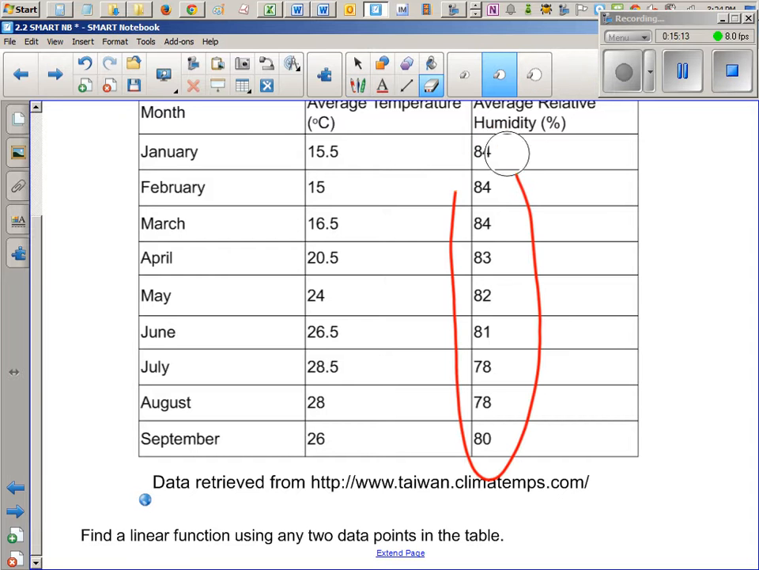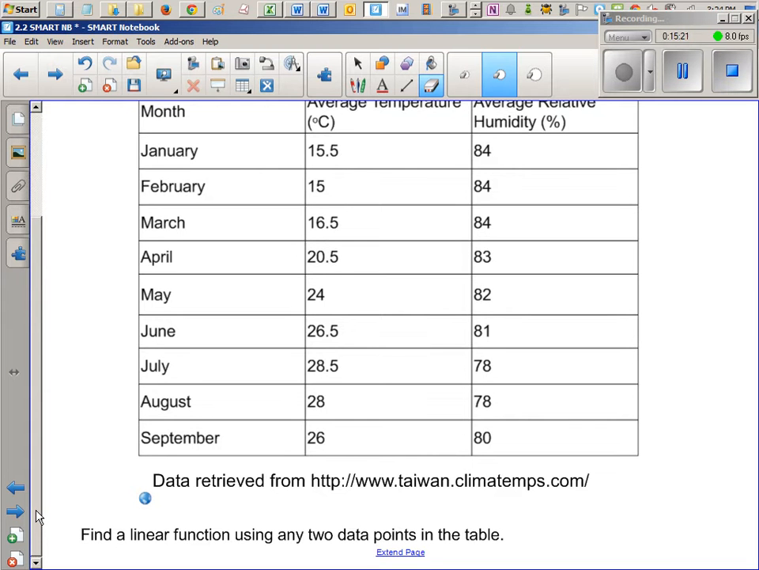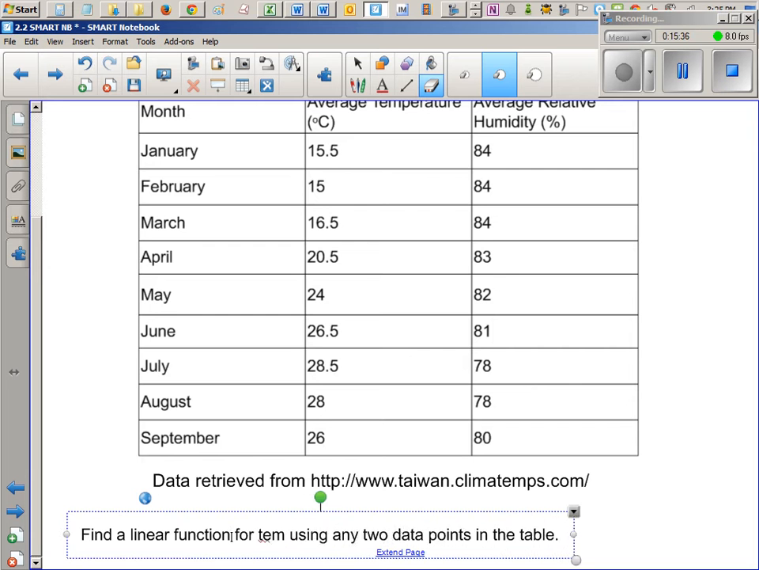So we have to decide which axis we want to be our y-axis. We're going to use any two data points in the table, and we're going to find a linear function, and we're going to let our linear function be a linear function for temperature. I probably should have typed that in the first place.